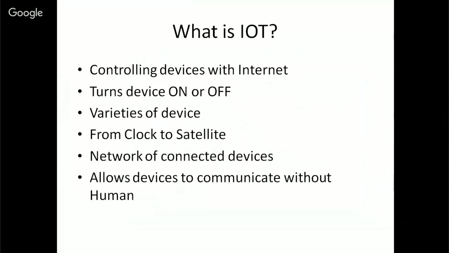Simply, it is communication of a device without the physical presence of a human being. You can control your switches back home without physically turning them off. You can just control those switches virtually with the help of your internet, and that becomes the widely popular thing that is Internet of Things.